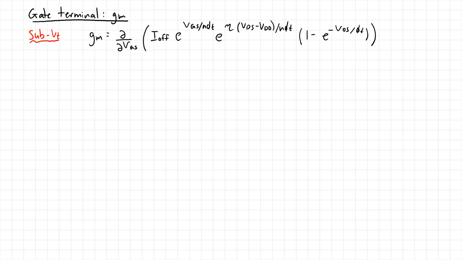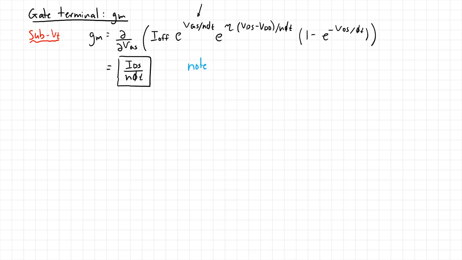If you take the derivative of this whole expression with respect to VGS, there's only one term in here that actually has a VGS in it. That's this term here. And so when we take the derivative, we basically get the same equation, but with the 1 over n phi t falling out from the exponent in that exponential function. And so our transconductance is just equal to IDS, the same drain to source current we had before, but now divided by n phi t. That is the transconductance of a MOSFET in the subthreshold regime, at least to the first order approximation. So this is very easy.